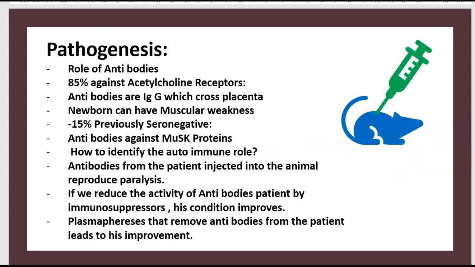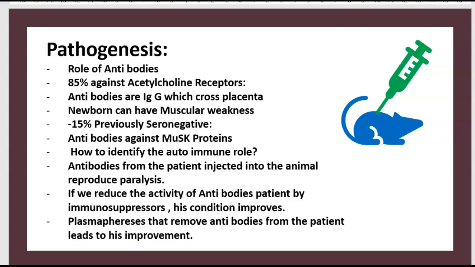The role of antibodies in myasthenia gravis: 85% of antibodies are against the acetylcholine receptor. These antibodies are IgG, which cross the placenta. As a consequence, a newborn can have muscular weakness. But 15% are seronegative, previously, with antibody against MuSK.